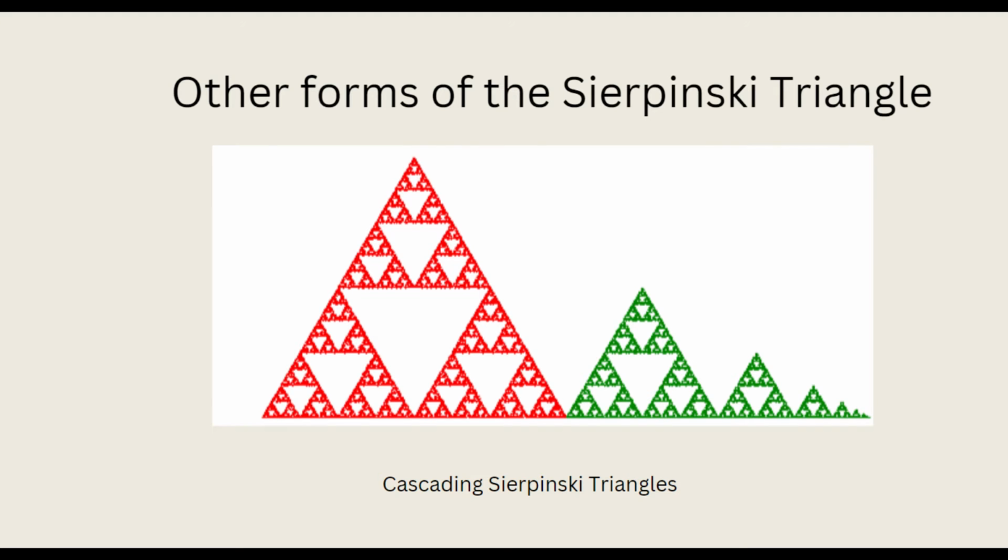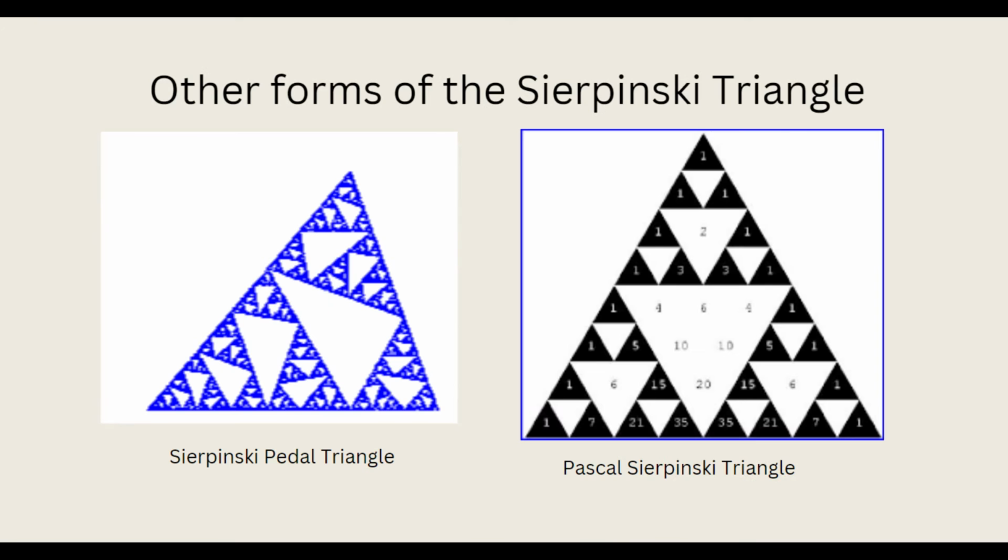There are other forms of the Sierpinski Triangle as well, and I will be showing you three of them. The first one is the cascading Sierpinski Triangle, which is just the Sierpinski Triangle but shows a sequence shrinking in size. The second one is the Sierpinski Parietal Triangle, but instead of using an equilateral triangle, it uses an acute triangle. And lastly is the Pascal Sierpinski Triangle.